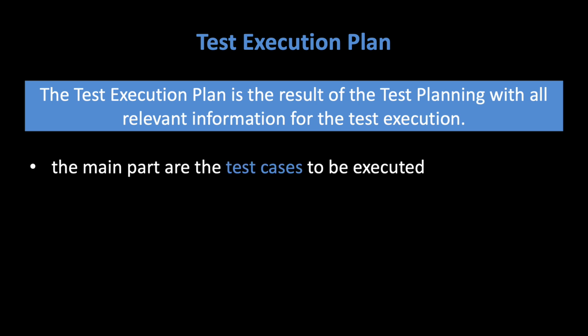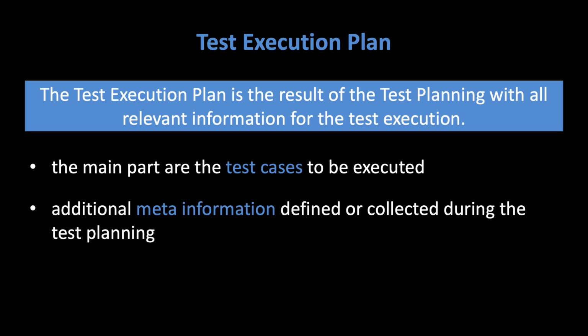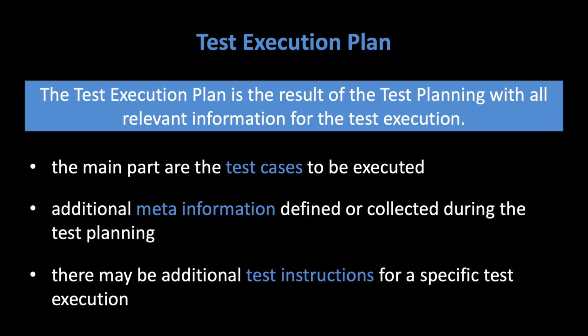And the main part of it are the test cases that are to be executed for a specific test trigger. But there might also be additional meta information that is defined or collected during the test planning, basically what we have seen in the previous slide. And there may be additional test instructions, so information that goes beyond the information in a test case because it is relevant for this specific test execution only.